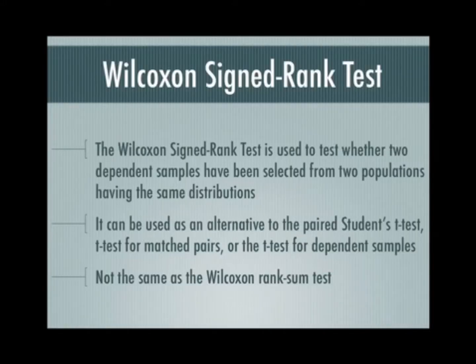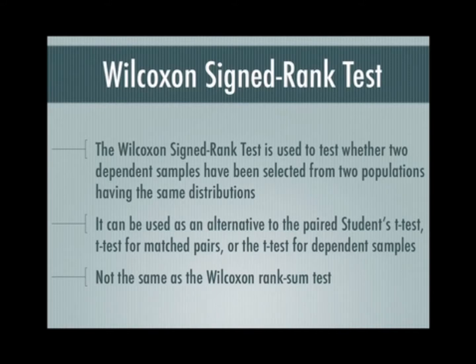The Wilcoxon signed rank test is a non-parametric statistical hypothesis test used when comparing two related samples, matched samples, or repeated measurements on a single sample to assess whether their population mean ranks differ. It is a paired difference test that can be used as an alternative to the paired Student's t-test, t-test for matched pairs, or the t-test for dependent samples when the population cannot be assumed to be normally distributed.